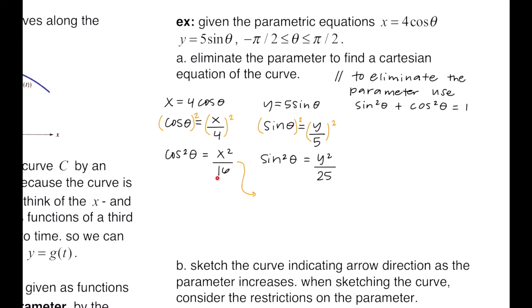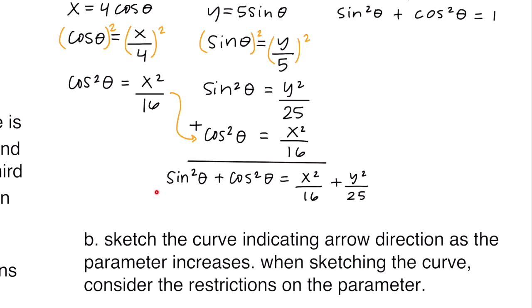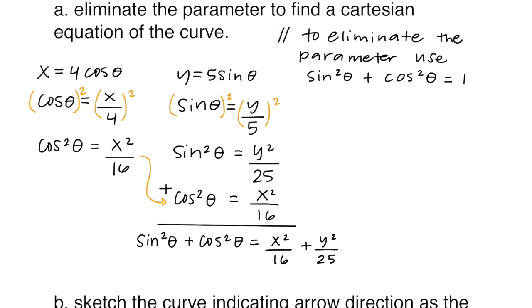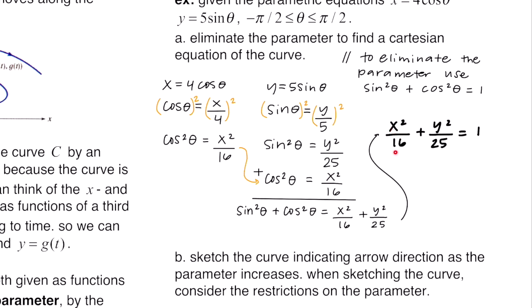So next, we're going to add these two equations together. So I'm going to take this equation and write it below this one. So we're kind of thinking of it as adding vertically. So here we have sine squared of theta plus cosine squared of theta, and this is going to be equal to the sum of these. So now you have this big equation. On this side, we have sine squared theta plus cosine squared theta, and then it's equal to x squared over 16 plus y squared over 25. And then finally, according to this trig identity, this left side is equal to 1. So we end up getting that x squared over 16 plus y squared over 25 equals 1.